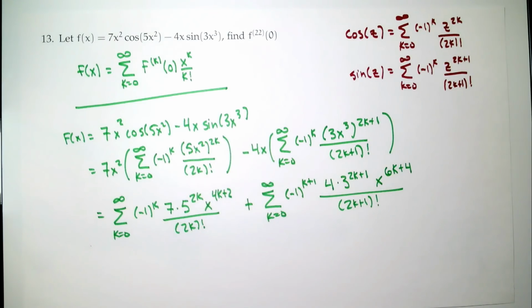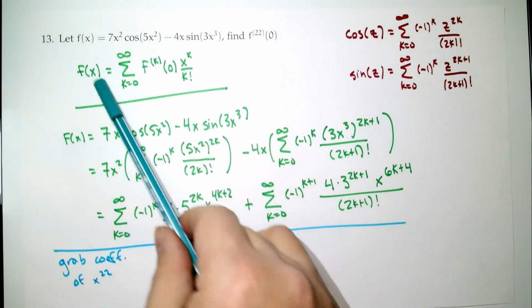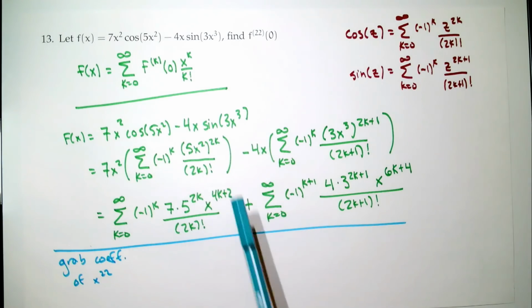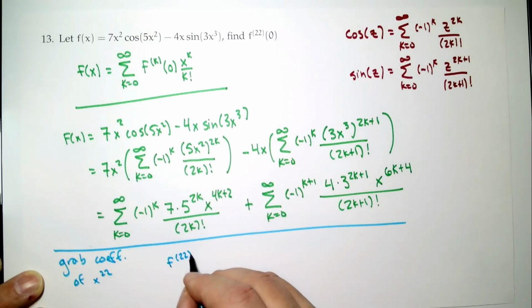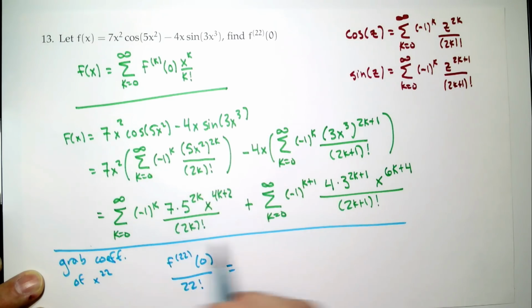So, what power of x is that attached to? The 22nd power. So what we're going to do is grab the coefficient of x to the 22 on both sides. When I say both sides, I mean this expression as the sum of the kth derivative evaluated at 0 and this expression that we found here. So when I look at the power of x to the 22 on the generic expression, I get the 22nd derivative evaluated at 0 divided by 22 factorial. So that's going to be equal to the same thing that happens down here.